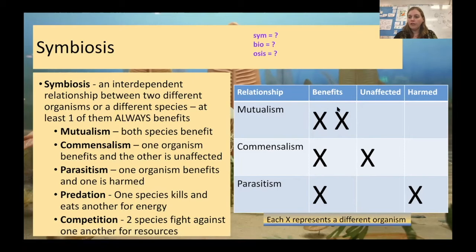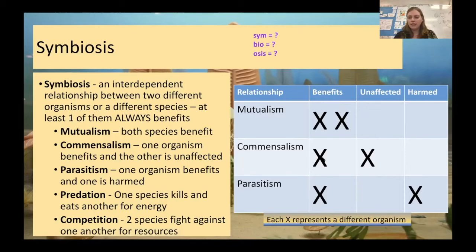So both species benefit from this relationship, like a flower and a bee. The flower gets pollinated by the bee, so it can pass its traits on to more offspring. The bee gets nectar or food from the flower, and so both of those benefit from this relationship.